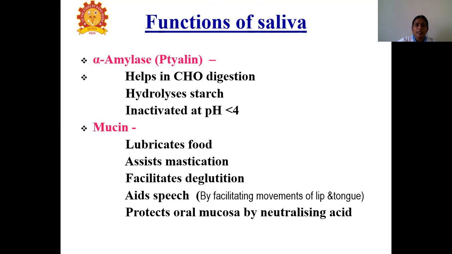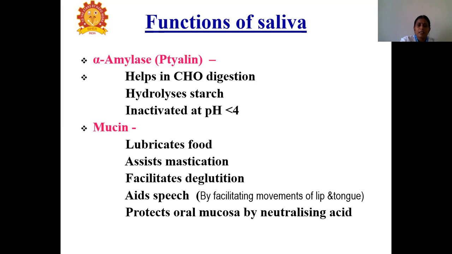So next part is functions of saliva. Saliva contains salivary enzymes. So that has different functions, digestive function, then a lubricating function. So many functions. First constituent, alpha amylase or ptyalin. Ptyalin helps in the carbohydrate digestion. It hydrolyzes the starch.